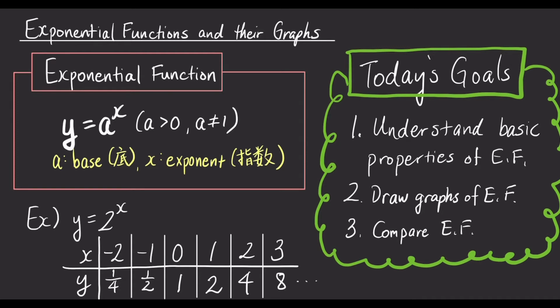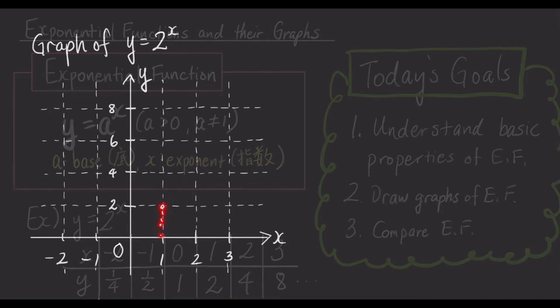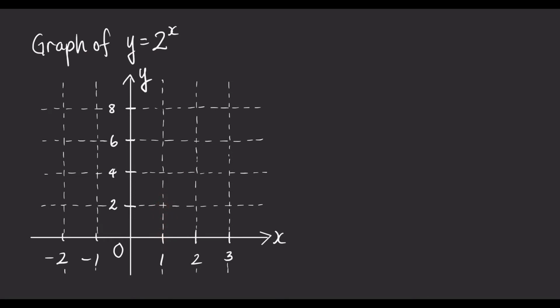Okay, so let's have a look at some graphs of exponential functions. If x equals 1, then y equals 2 to the first power, 2 right here. So I'll draw a dot here. x is 1, y is 2. If x is 2, then y is 4. If x is 3, then y is 8. So you can see it's getting larger and larger. And the next would be 16.